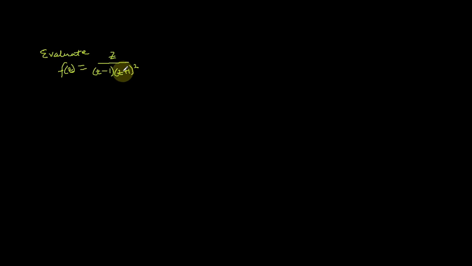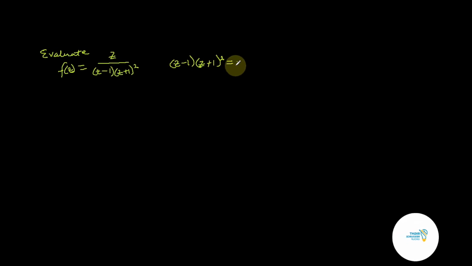To evaluate this, first of all, let's look at the denominator. We are going to take z minus 1 into (z plus 1) all squared equal to 0. We equate the denominator to 0, and solving this, we break it into two halves. z minus 1 equal to 0, then z is going to be equal to 1.